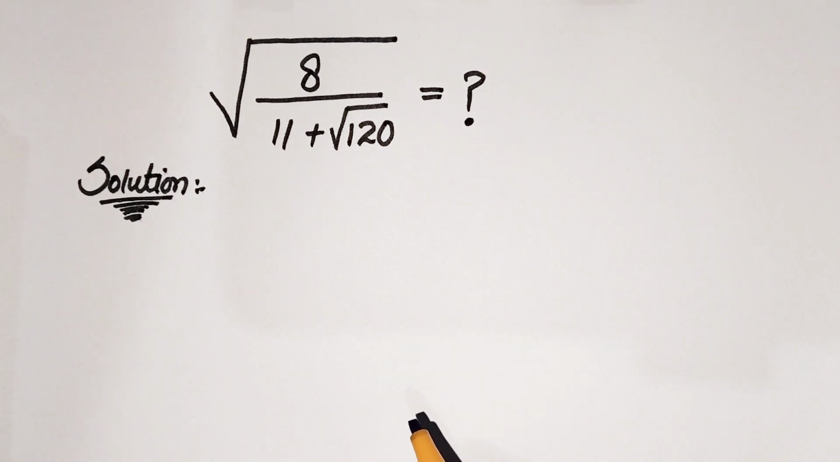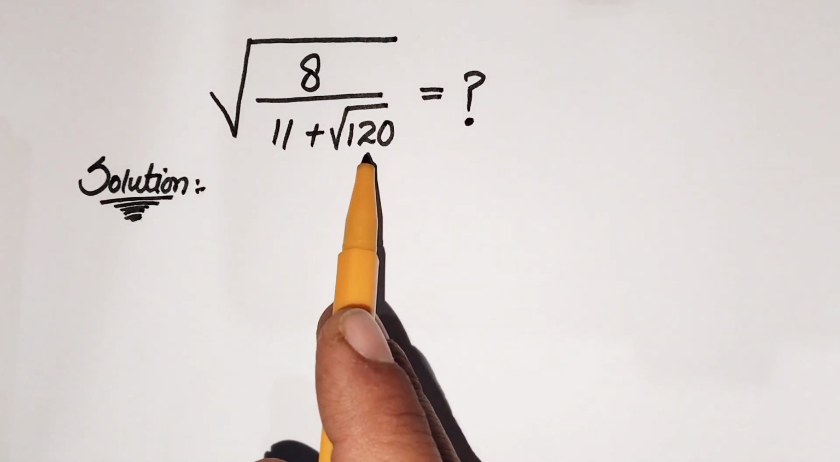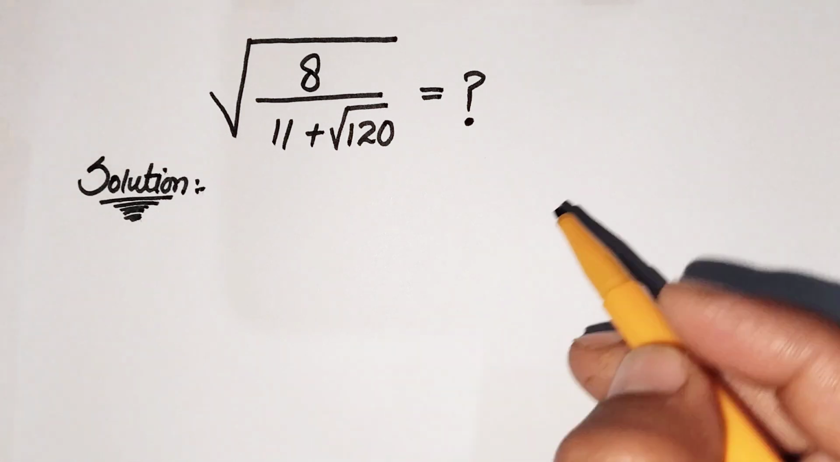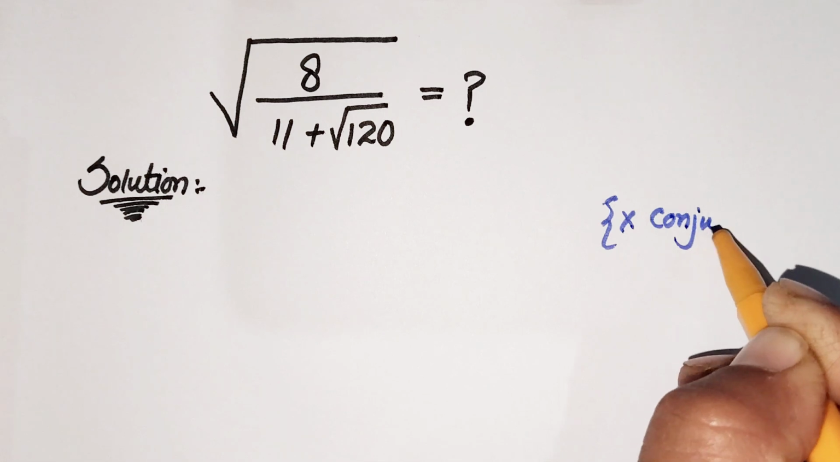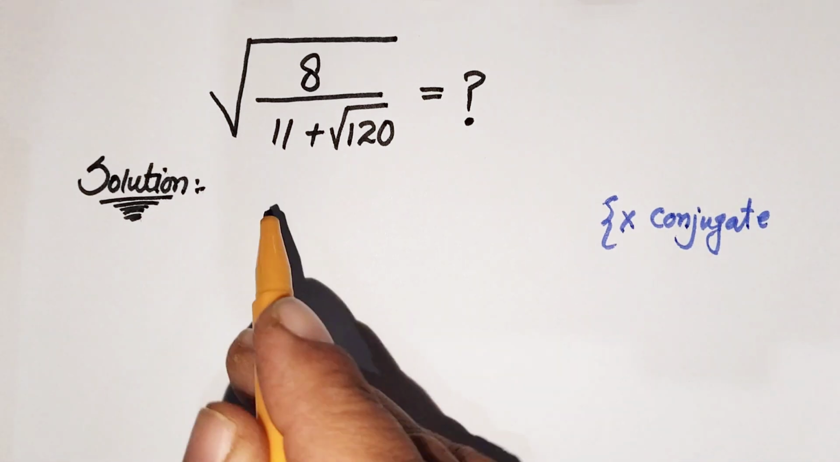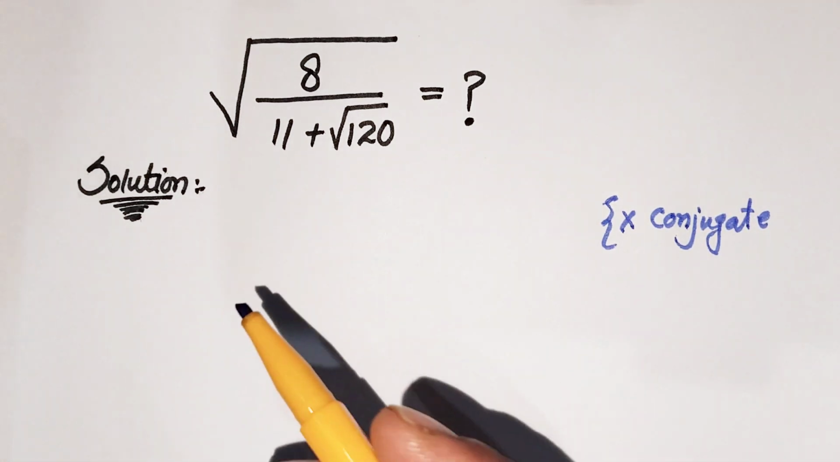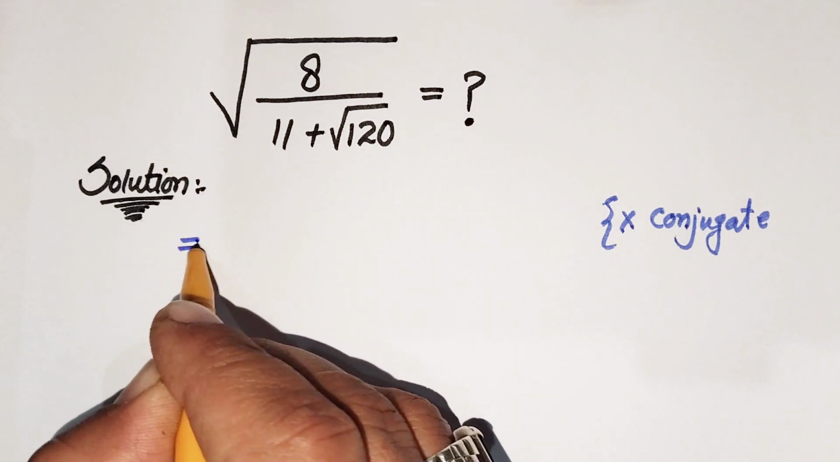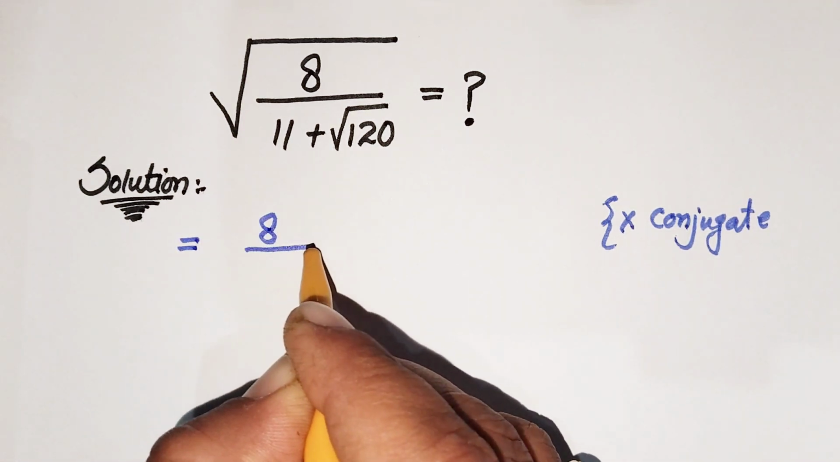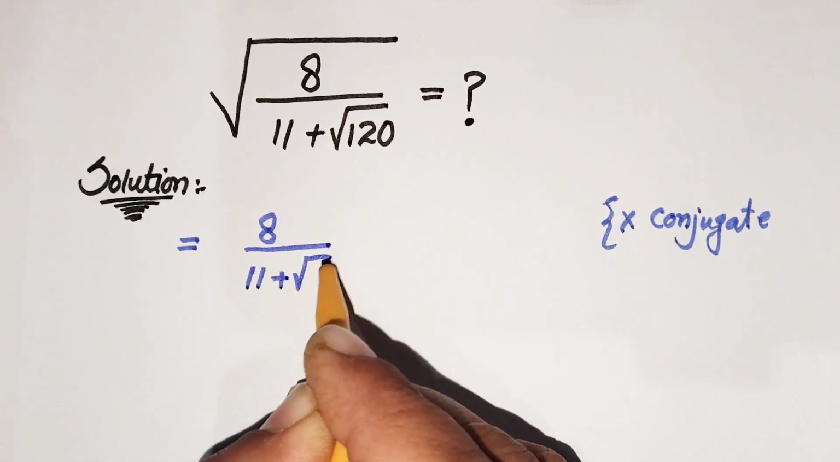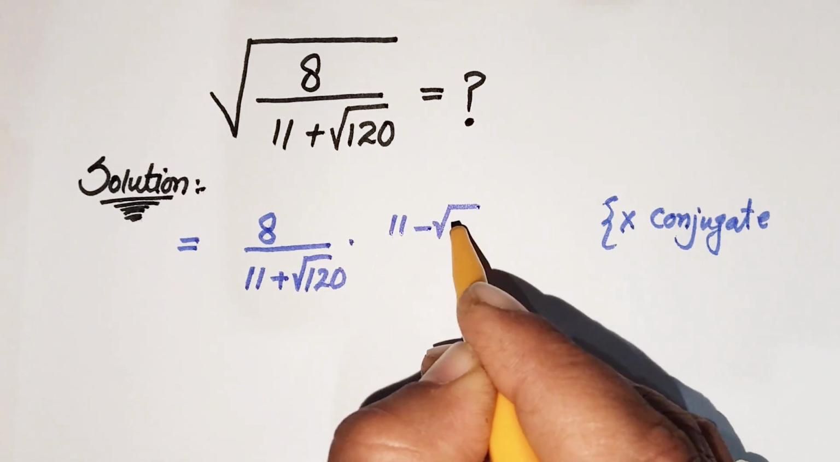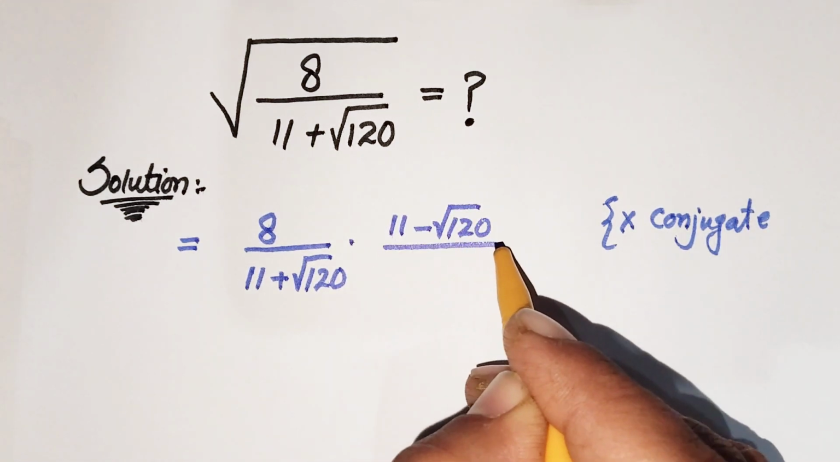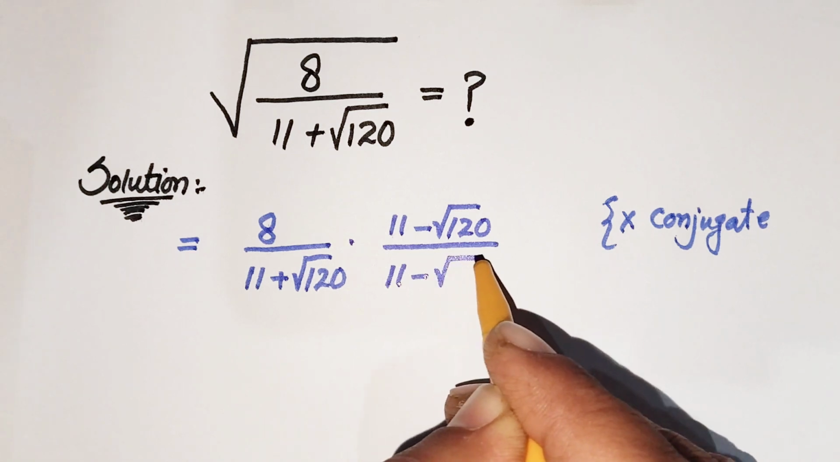Now we are writing our first step, and we see that here we have 11 plus the square root of 120. So we are multiplying with the conjugate here, and our conjugate is 11 minus the square root of 120. So our first step is 8 over 11 plus the square root of 120, times 11 minus the square root of 120. So it is the main step here that we have to multiply with the conjugate.